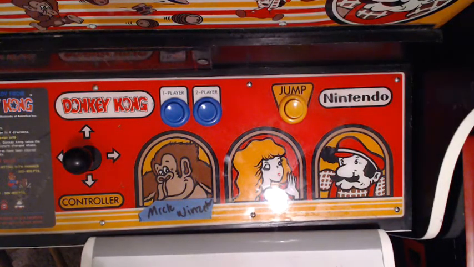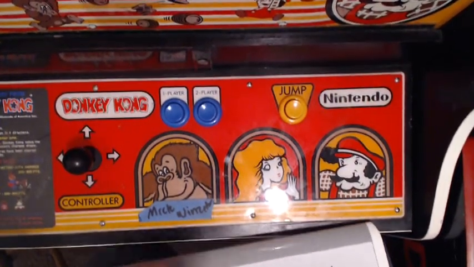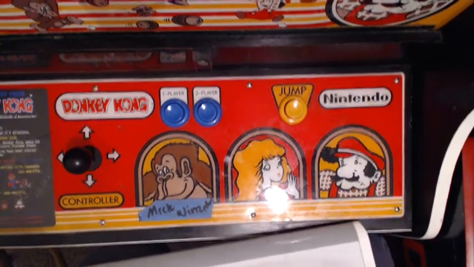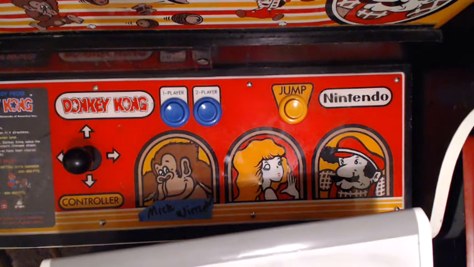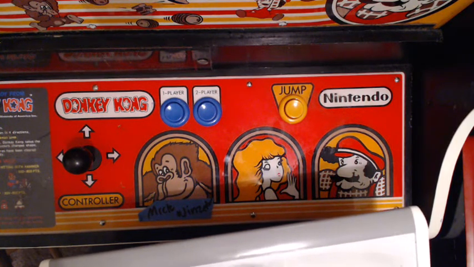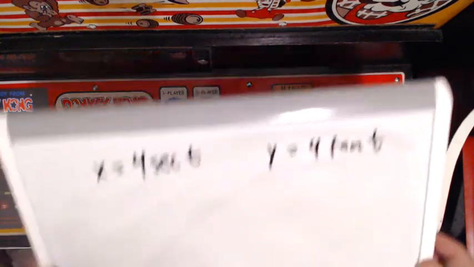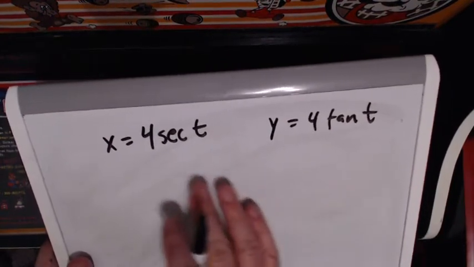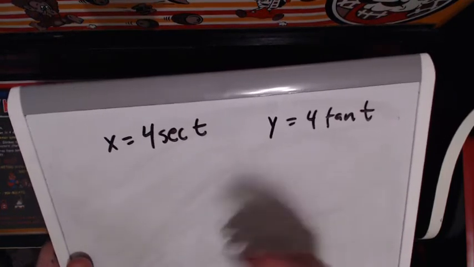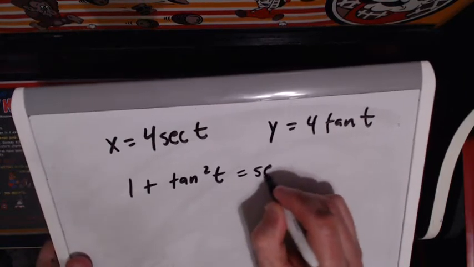So another one real quick, pretty easy one. Let's see, we have x equals 4 secant t, y equals 4 tan t, okay? So it's kind of the same deal, but you got a secant and a tangent. Well, you could do the whole reference triangle, solve for t, whatever, but the relationship between secant and tangent is 1 plus tangent squared equals secant squared.